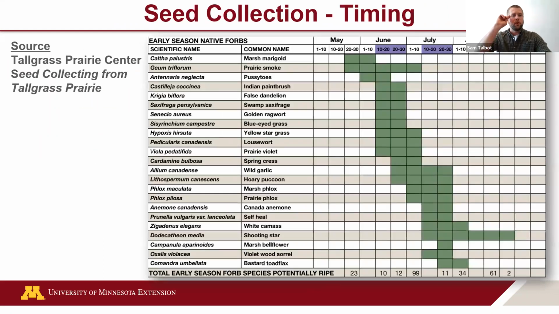So the Tallgrass Prairie Center has the seed collecting from Tallgrass Prairie guide. There's a bunch of information, and they have these nice Gantt charts to sort of guide you. And that's going to vary greatly depending on the year. Is it a dry year? Depending on your zone. But at least this kind of gives you an idea of when some of these species are going to be available.